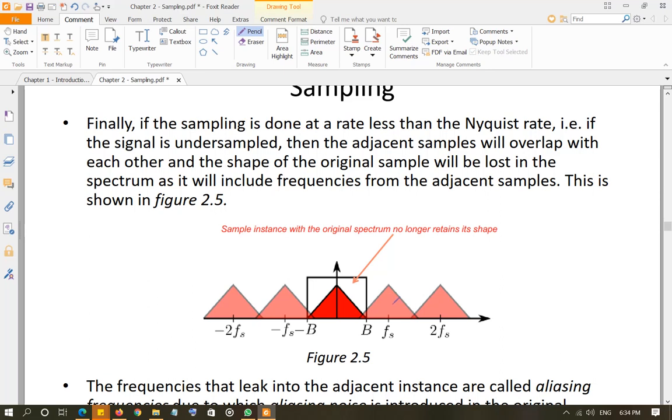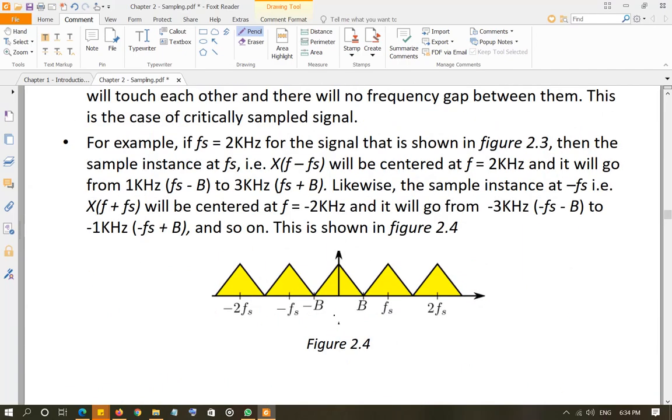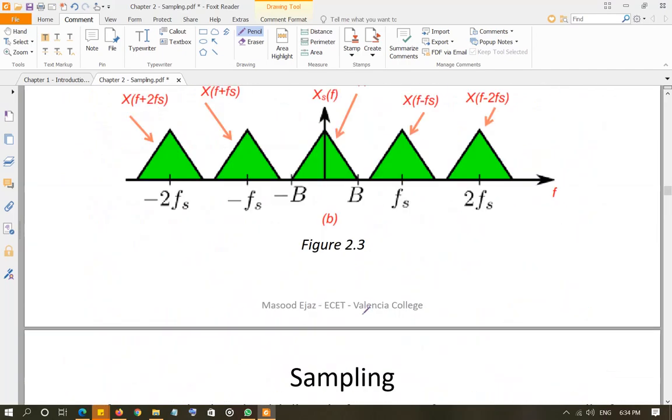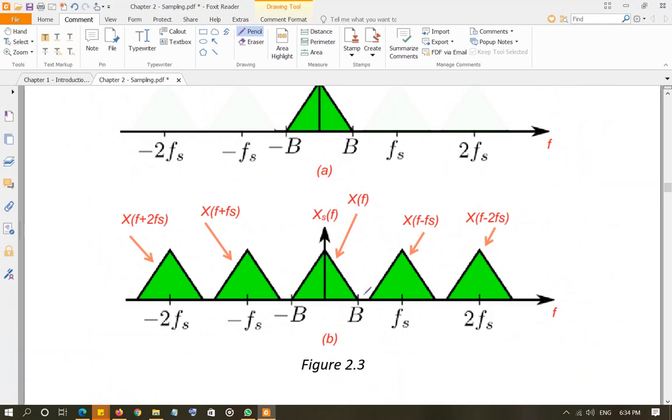So both spectrums, or every instance of a spectrum which is adjacent to each other, is going to be leaking into the other spectrum. And when this leak happens, then basically you lose the shape of the original spectrum. So observe that here you are keeping the shape of the original spectrum. In oversampling, you are keeping the shape of the original spectrum.